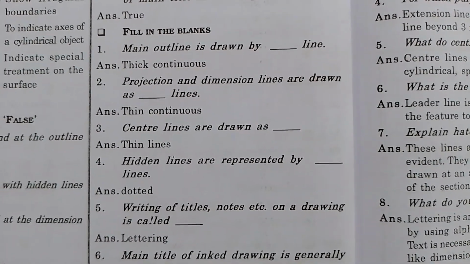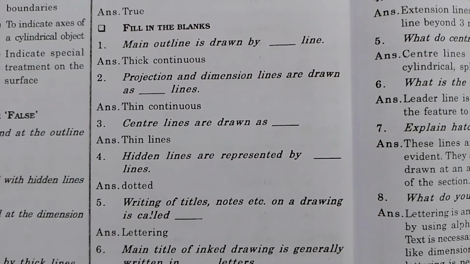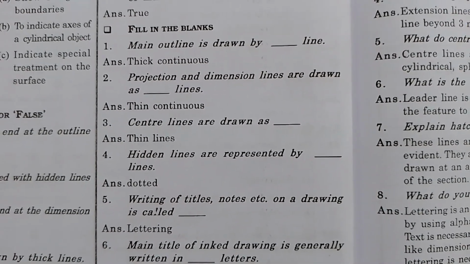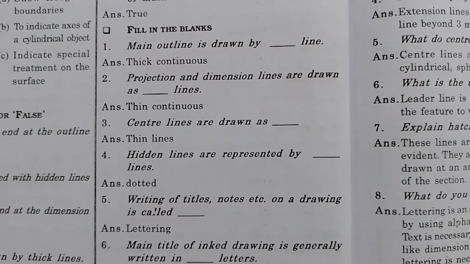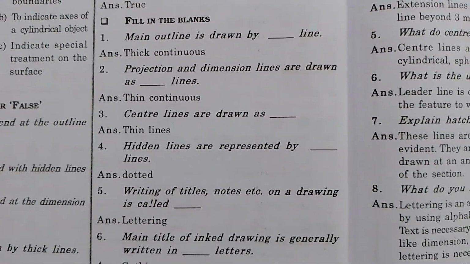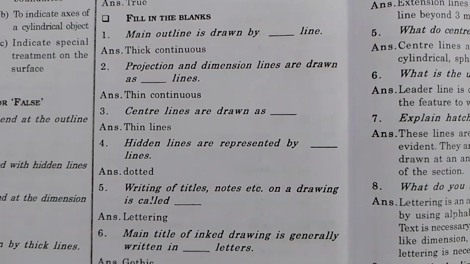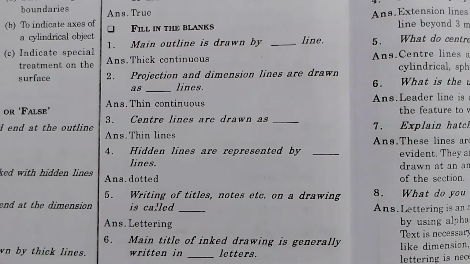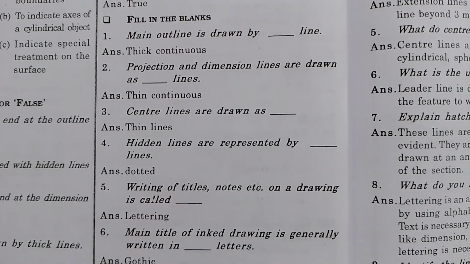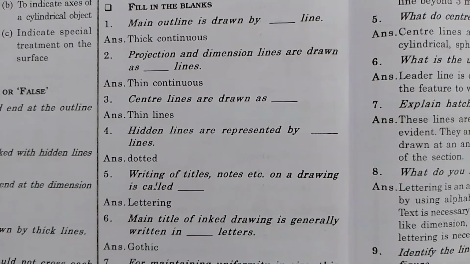We can say it is thick line. Projection thick line is drawn by HB pencil or H pencil. H and HB are in the options, but it is never drawn by 9H pencil or 6B pencil. 9H is very hard and 6B is very soft. So it depends upon the option. Center lines are drawn as thin lines. Center lines are thin lines. Hidden lines are represented by dotted lines. Very correct.